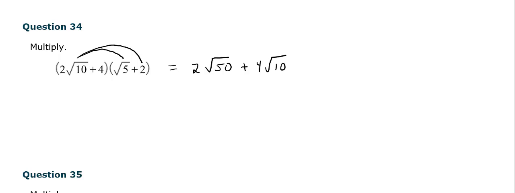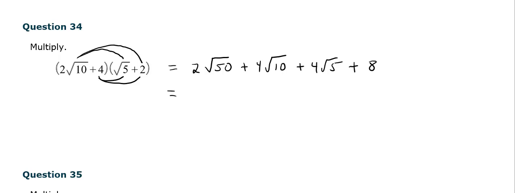So next we distribute the positive 4 times both. So positive 4 times the square root of 5 is positive 4 square roots of 5. And positive 4 times positive 2 is positive 8. So we're going to simplify whatever we can. So the only one that has a perfect square factor is 50.